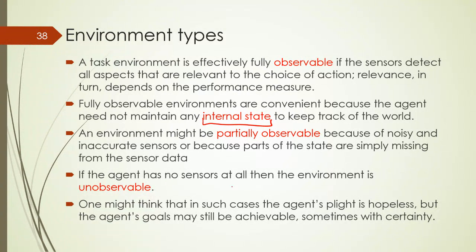If the agent has no sensors at all, the environment is unobservable. Like blindly moving, you have nothing to build up your information about the environment. One might think that in such a case, unobservable agents are hopeless, which is not true. If we are able to define proper goals and a proper agent, they still might have a level of success even without any information from the environment. Any questions so far?